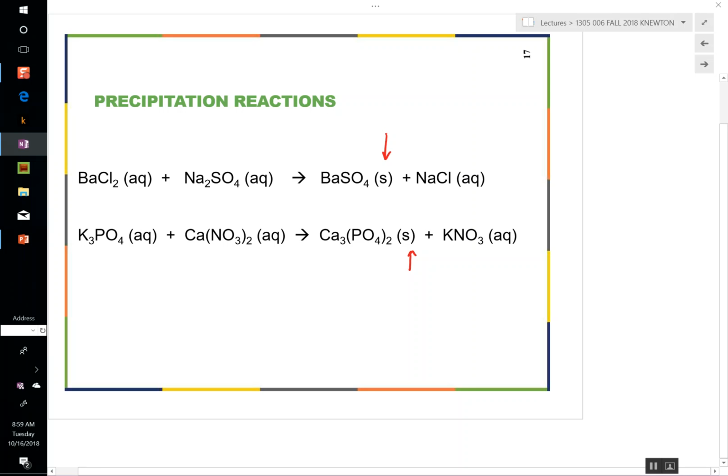So you look at these and you can see I've got, and start trying to figure out the names of these. All right? Barium chloride and sodium sulfate are forming barium sulfate and sodium chloride. That's soluble in water. That is not. There's your precipitate.